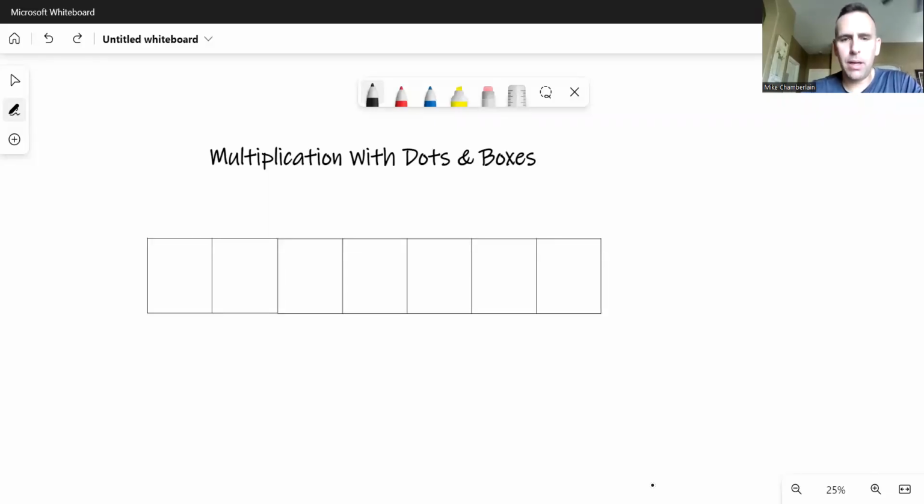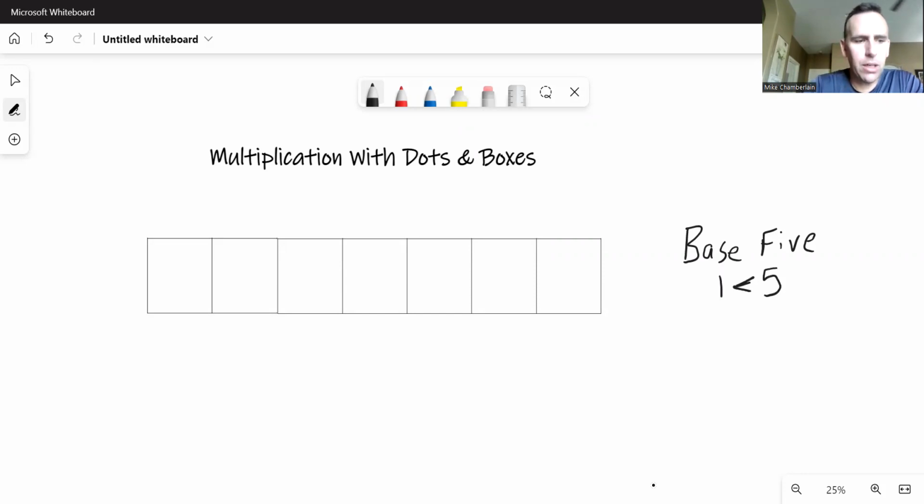Multiplication with dots and boxes. Let's take a look at a few examples in base 5. In base 5, remember, we use the digits 0 through 4, and each of the 5 dots will make one dot to the left.